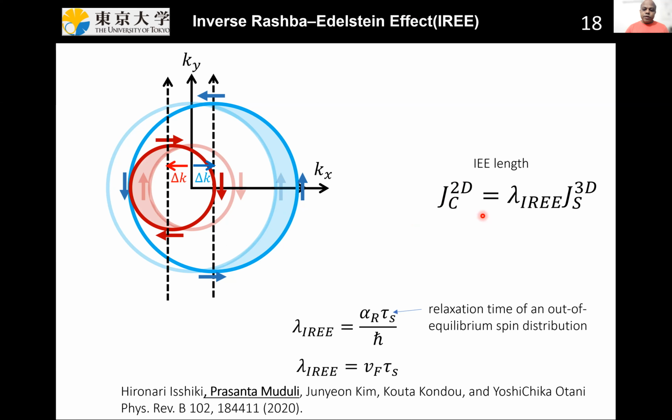And this 2D charge current will be given by this expression over here, where lambda is called the Rashba-Edelstein length. And by doing a little bit of math, you can show that this lambda depends on the spin relaxation time of the out-of-equilibrium spin and the Rashba parameter, which you can also write like this over here. So here also you can do a little bit of math and show that this lambda also has a unit of length.